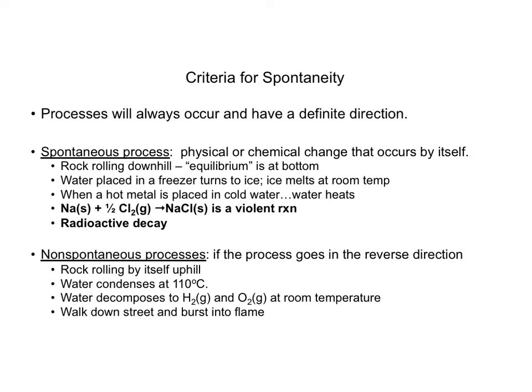What else do we have? Well, what are the criteria for spontaneity? Processes that will always occur and they have a definite direction. Think about a rock. It's going to roll downhill. Equilibrium is at the bottom. Think about water. When it's placed in a freezer, it turns to ice, but ice will melt at room temperature. So there's the temperature dependence. If you place a hot metal into cold water, the water is going to heat up. Well, those are things we can quote unquote see.